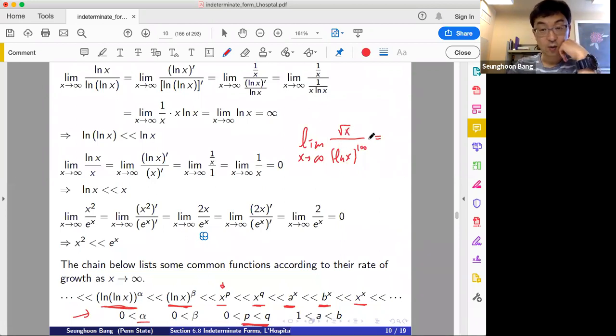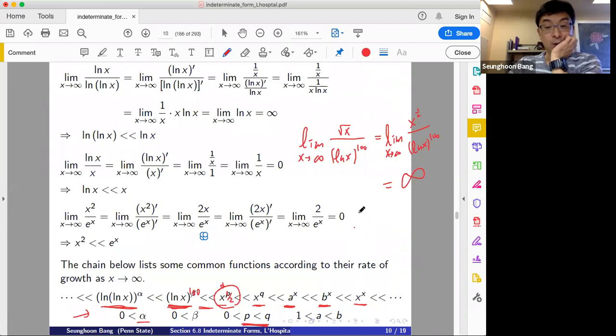Is the top growing faster? Yes. Here, the limit as x approaches infinity, I can change the root to the power form, and compare with ln of x to the 100. x to the p, where p is 1/2, and beta is 100. So x to the 1/2 is growing faster than ln of x to the 100. So what is the answer? The top one is growing faster. The answer is infinity.